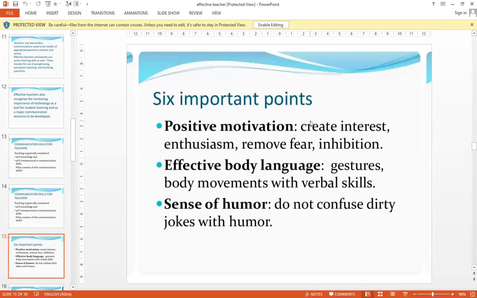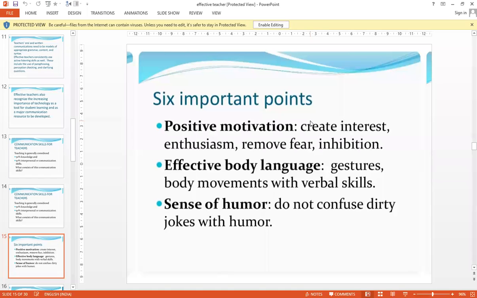Next, sense of humor. We should not confuse cheap jokes with humor. We always need to maintain a sense of humor. Being a teacher, we should never confuse cheap jokes with humor. We should never make fun of the students. Humor helps the students to remember information better.